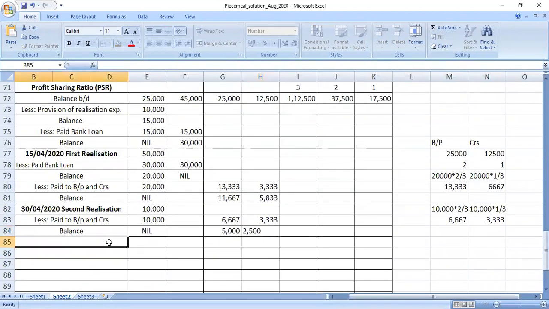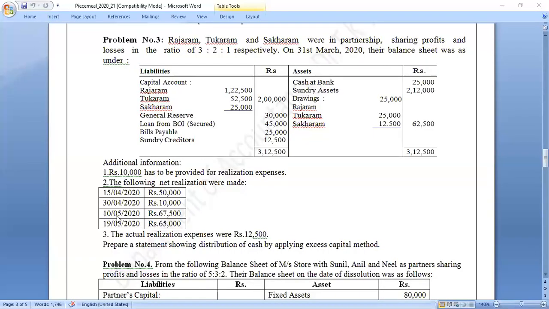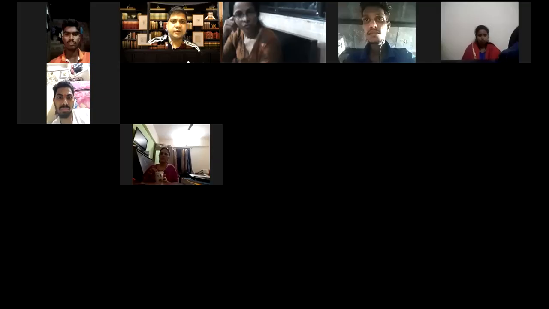Now friends, we don't have the cash available. Again what we have to do, we have to go to our problem and see the next realization. Next realization is on 10th May 2020, rupees 67,500. So we have to use it.